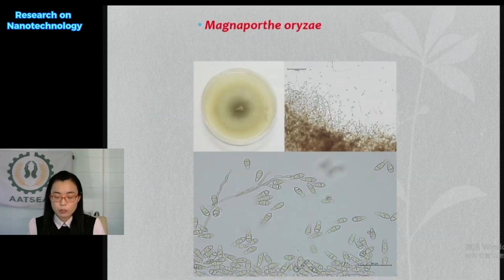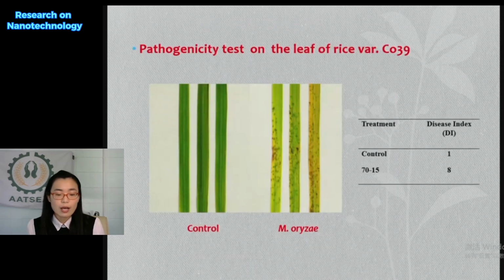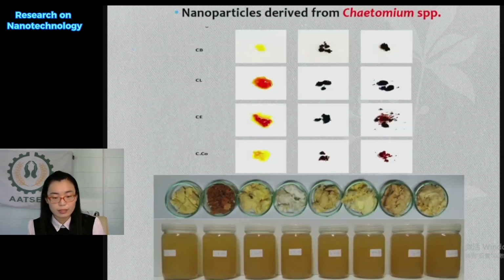And so we also isolated the pathogen, as in the figure, and identified it as Magnaporthe oryzae. You can see the photo of the conidia, which are 3-celled and pyriform shaped. After the pathogenicity test, the pathogen Magnaporthe oryzae gave a disease index as high as level 8, following the International Rice Research Institute standard.